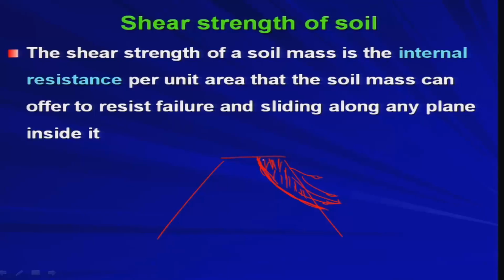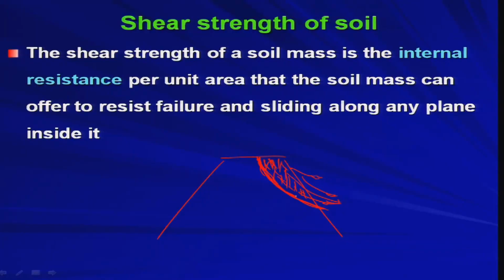A similar kind of thing is happening in soil also. When the weight of the soil, that shaded part of the soil, is causing some extra load, or it is crossing the limit of the soil resistance, then it will try to move in this direction, or move along this plane. That is why it is known as the internal resistance, the internal or inherent property of the soil, the internal resistance per unit area that the soil mass can offer to resist failure.